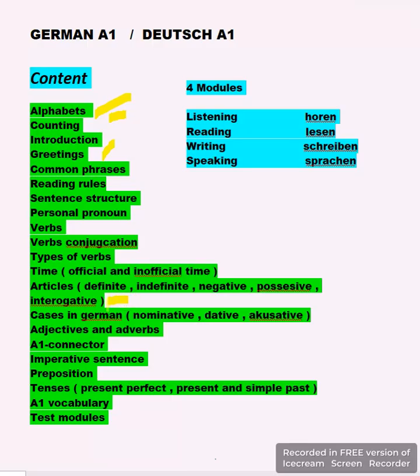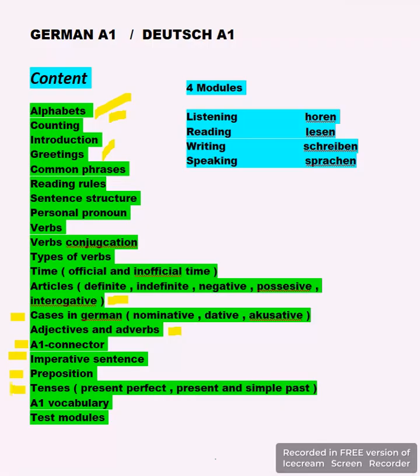After that, the main thing in German, which is cases in German: nominative, dative, and accusative. These three are the cases, which is very important to learn to do the German A1 course. After that, we will discuss adjectives and adverbs, and then A1 connectors, imperative sentences, prepositions. Then, of course, in the end we are having tenses like present perfect tense, present and simple past tense.